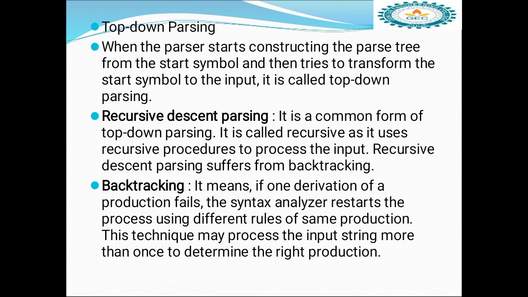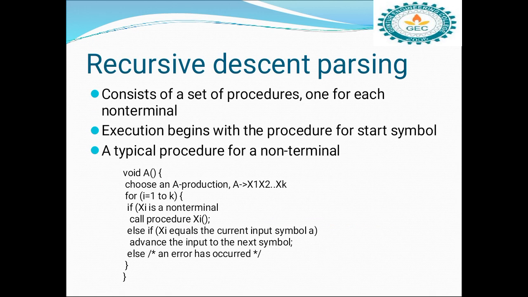Backtracking means that if one derivation of a production fails, the syntax analyzer restarts the process using different rules of the same production. These techniques may process the input string more than once to determine the right productions. The recursive descent parsing algorithm consists of a set of productions, one for each non-terminal. Execution begins with the production for the starting symbol.